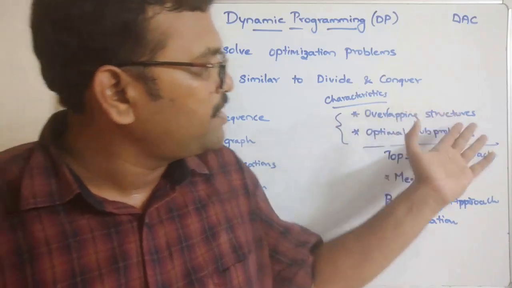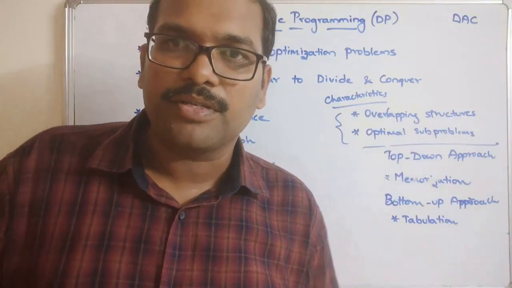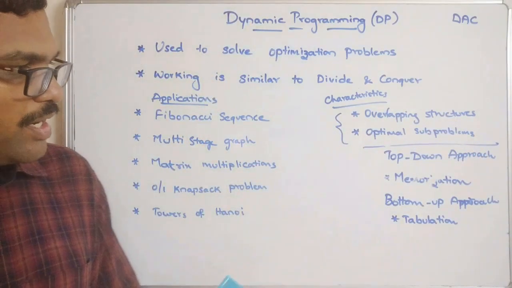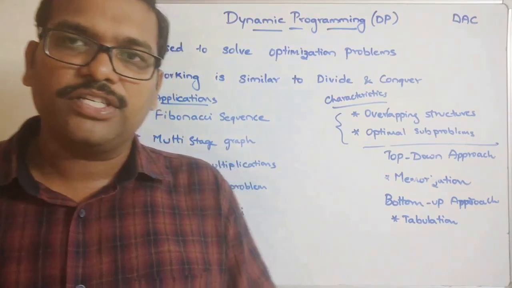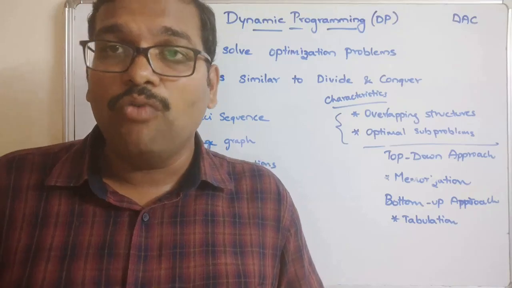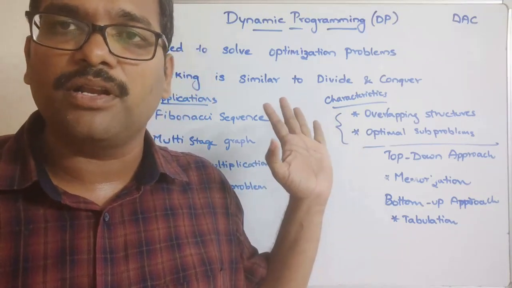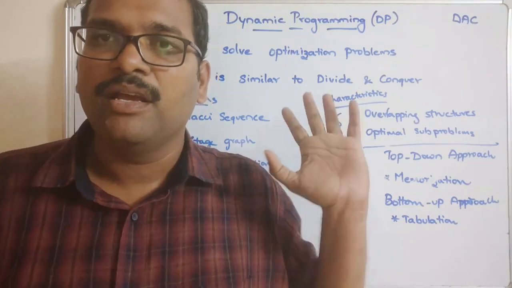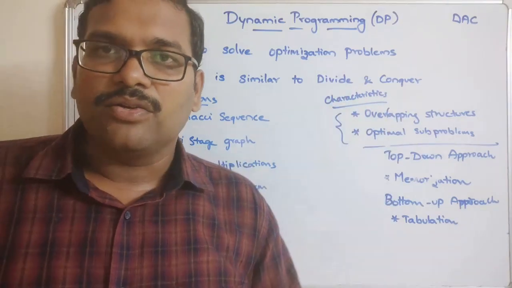The characteristics, overlapping structure, and the optimal subproblems. So hope you understood. So let's stop here, and in our further sessions we'll move on with the applications. We'll take some problems and we'll see how we can solve them using this particular algorithmic approach, dynamic programming, right? So let's stop here.